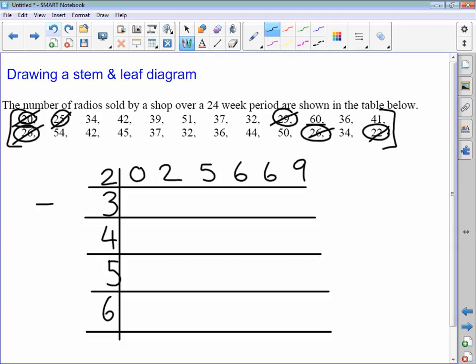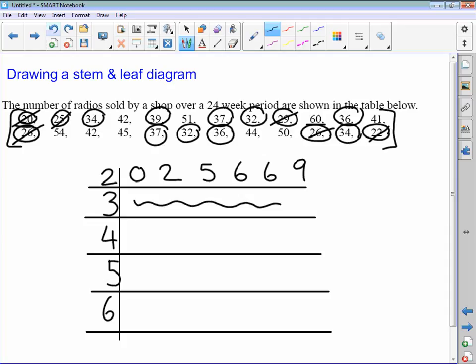So we're now moving on to the next line, so the 30s line. So we're going to look for numbers that start with a 3. So 34, 39, 37, 32, 36, 34, 36, 32, 37, and that's it. So again, we want to write them here, but we want them to be in order. So let's look for the smallest. The smallest seems to be 32.